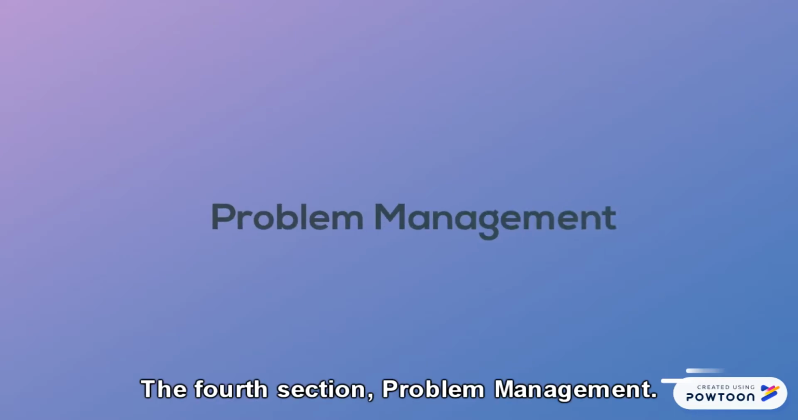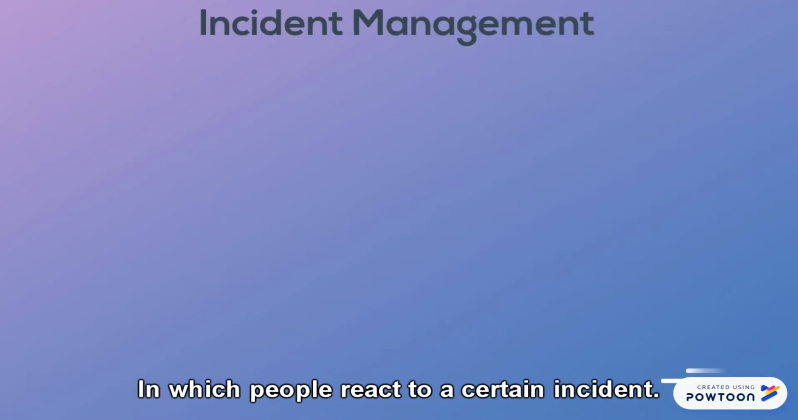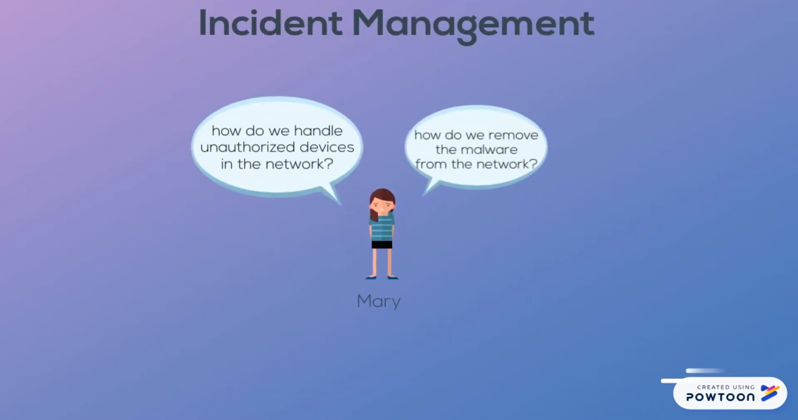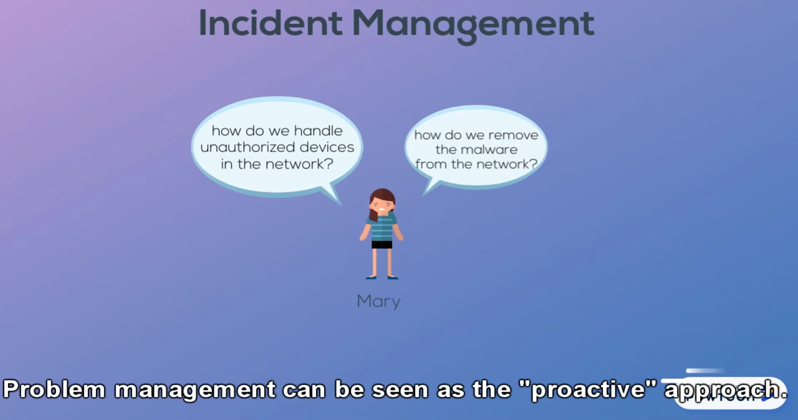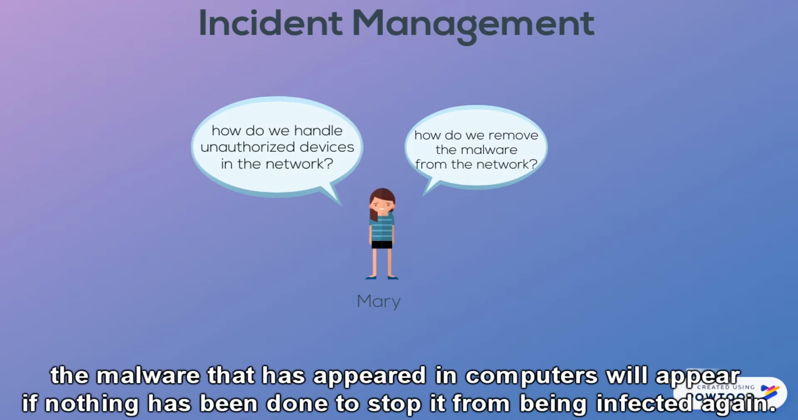The fourth section, problem management. In the previous section, we talked about managing incidents. It can be thought of as a reactive approach in which people react to a certain incident. Problem management can be seen as the proactive approach. What incident management does not solve is preventing the issue from happening again. The malware that has appeared in computers will appear again if nothing has been done to stop it from being infected.